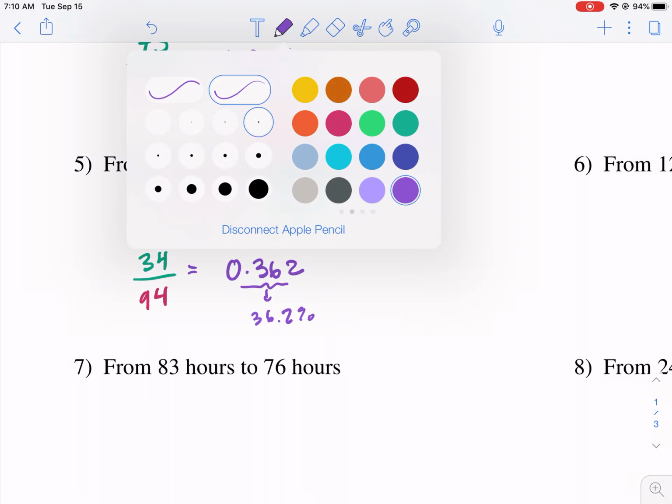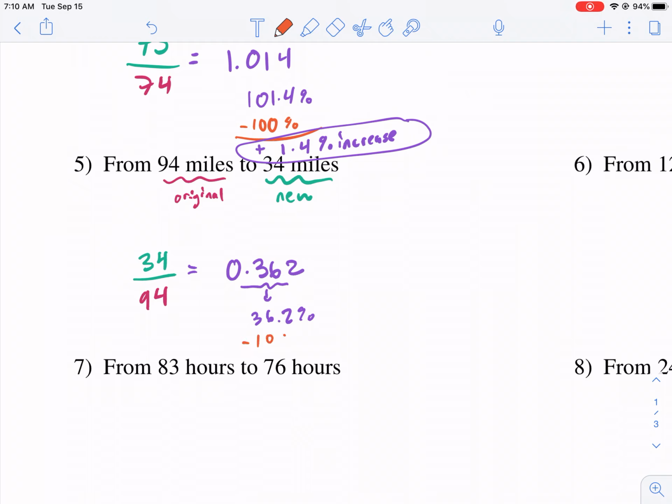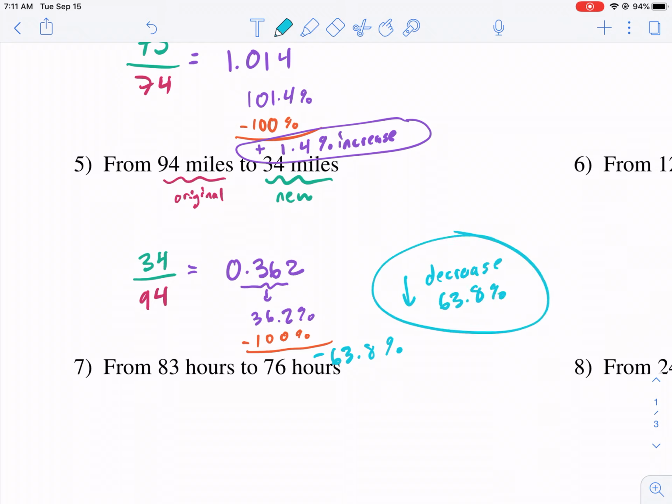So how do I find the percent change? Well, I subtract the original amount, 100%. Once I do 36 minus 100, this is the cool part. I get negative 63.8%. A negative. Now, if it's a negative after you subtract 100, guess what? That means it is a decrease of 63.8%. So this went down 63.8%.